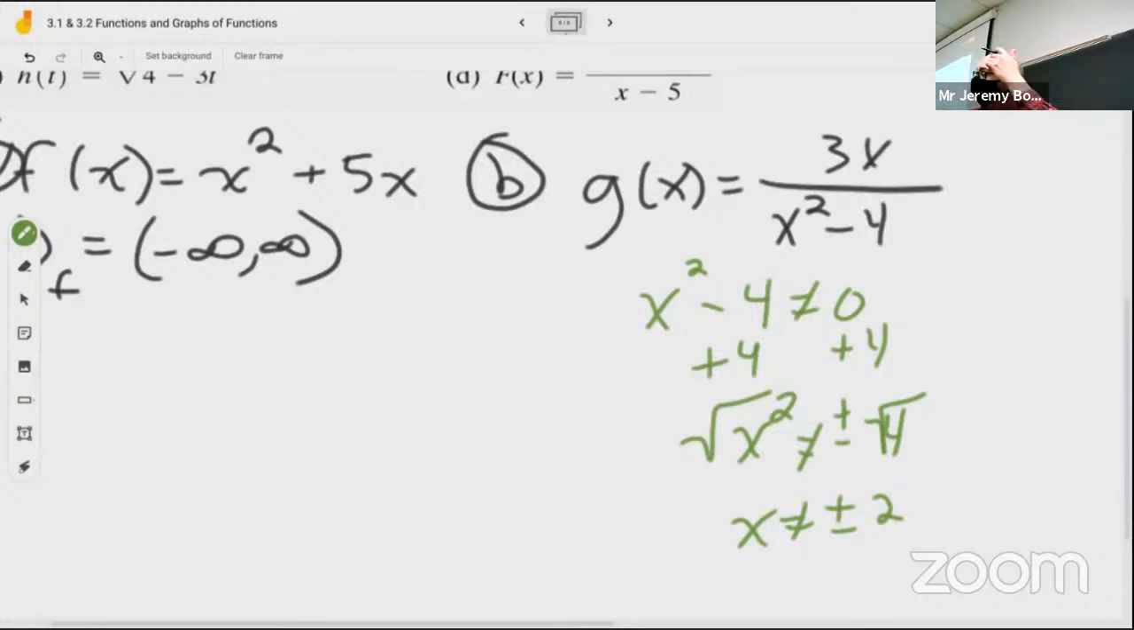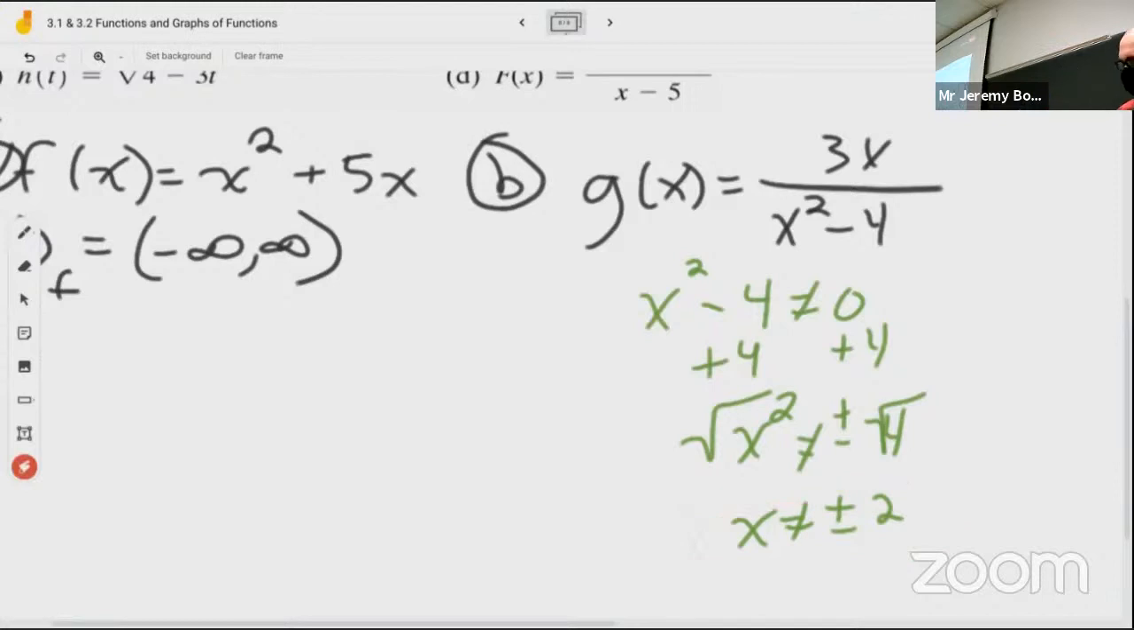Any questions on figuring that out, finding that? Now, we got 2 restrictions. Let's look back at it. Is there a variable under an even root? No, there's no roots going on in that. So the only restrictions we're going to have is going to be this.